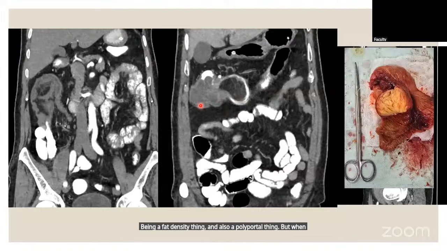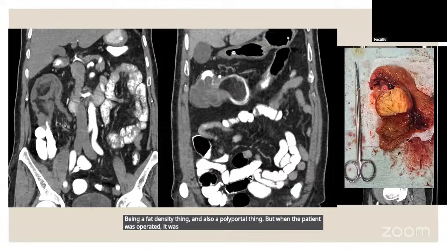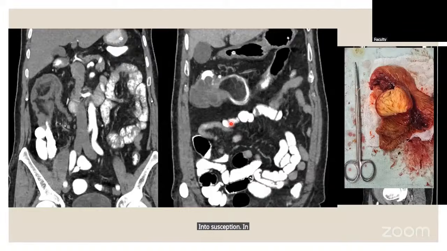But when the patient was operated, it was typically a large lipoma causing the intussusception. In adults, intussusception is associated with an intraluminal bowel wall lesion.